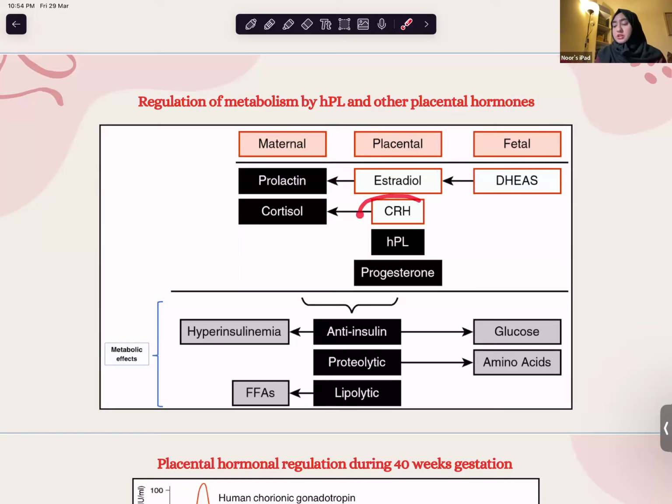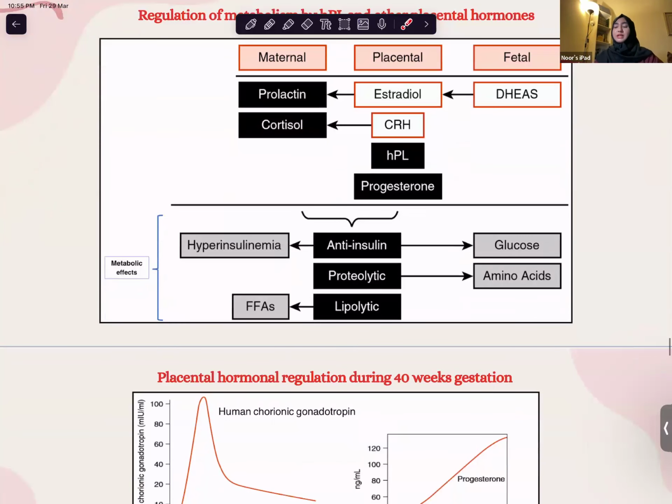CRH, which is corticotropin releasing hormone, releases the hormone called cortisol in the mother. Remember, one thing about cortisol that you should not forget is that it's a stress hormone, and it's very important during the time of labor. So CRH produced in the placenta would cause the formation of cortisol. Also, human placental lactogen is produced here, and progesterone is produced here.